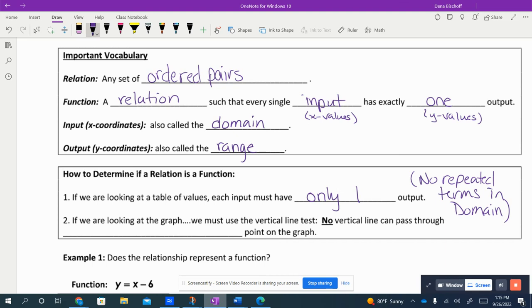Okay. So on Friday, we said that if we had a graph, we would use what to determine if it was a function? Yeah, the vertical line test, which we abbreviated as VLT, right? And the vertical line test just says that no vertical line can pass through more than 1 point. It can't pass through more than 1 point on the graph. If it does, then it's not a function.